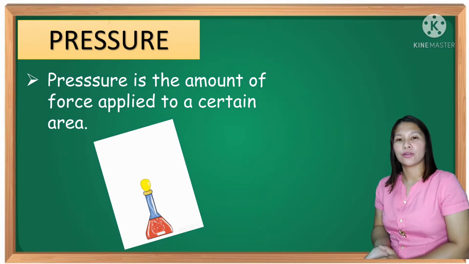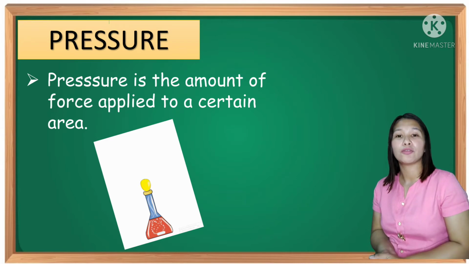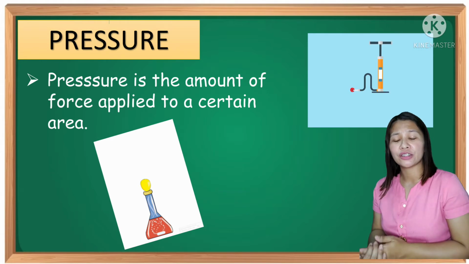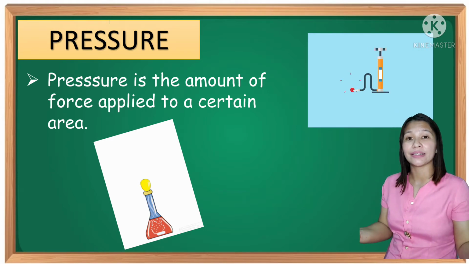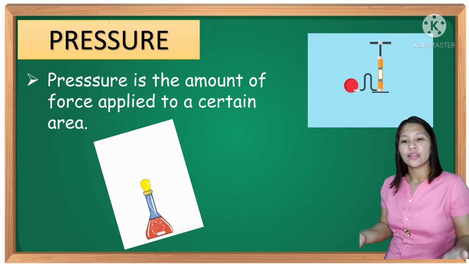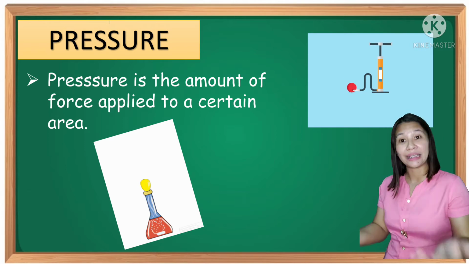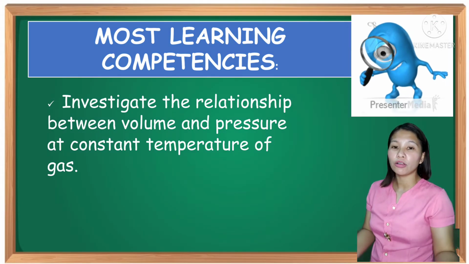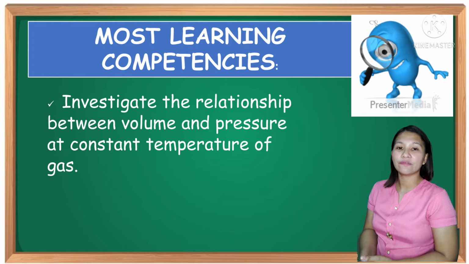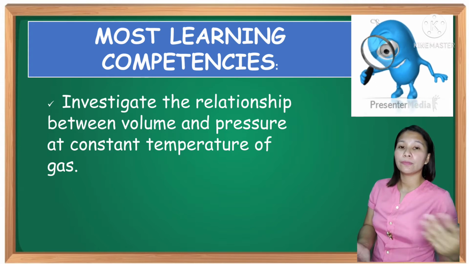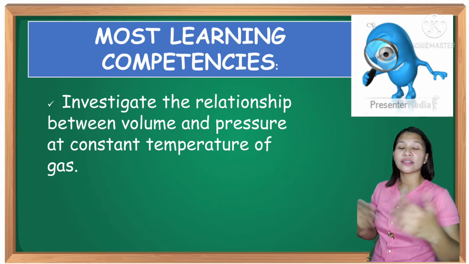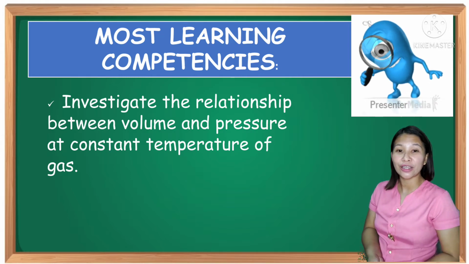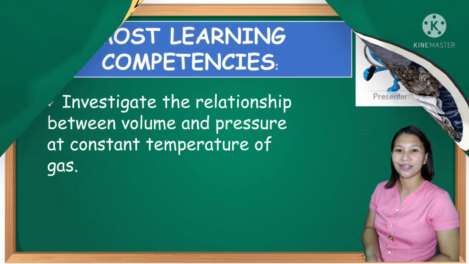Next, we have pressure. Pressure is the certain amount of force applied to a certain area. We usually put pressure related to gas when we're using a bicycle pump to make sure that we have enough air in our bicycle tire. And for us to know the relationship between all of these quantities, we will investigate the relationship between pressure and volume at constant temperature of gas. And it can be explained using what we call Boyle's Law.